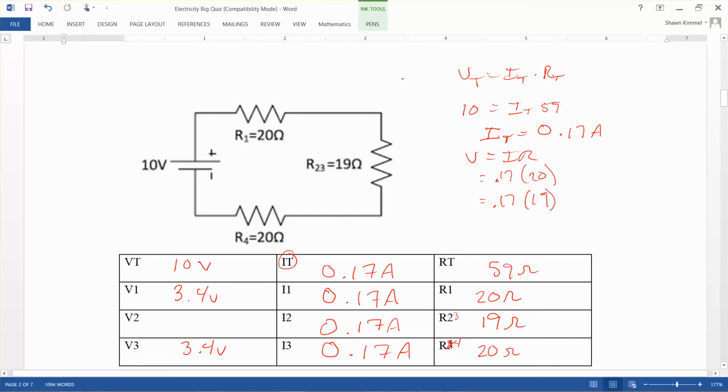And then this one's going to be really close to that. It's probably 3.2, I'm guessing. Sorry, I'll do this right here again. 0.17 times 19 gives me 3.2 when I round it. Okay, so that's our voltages.